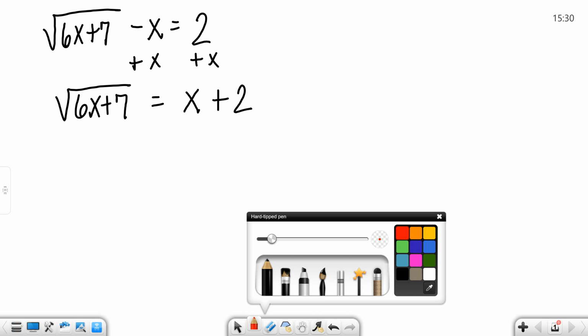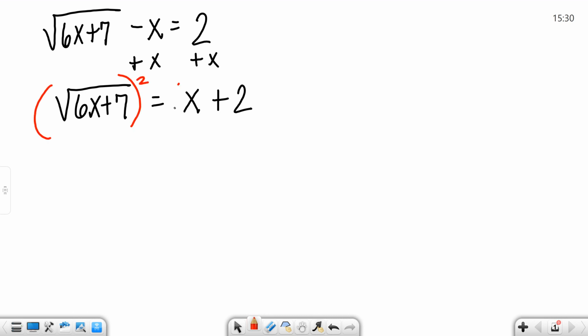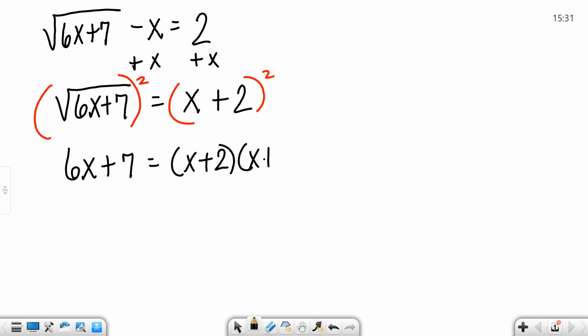All right. Now, to get rid of the radical, I'm going to square both sides. All right, so that gives me 6x plus 7. On the right-hand side, that gives me x plus 2 times x plus 2. I must do FOIL.